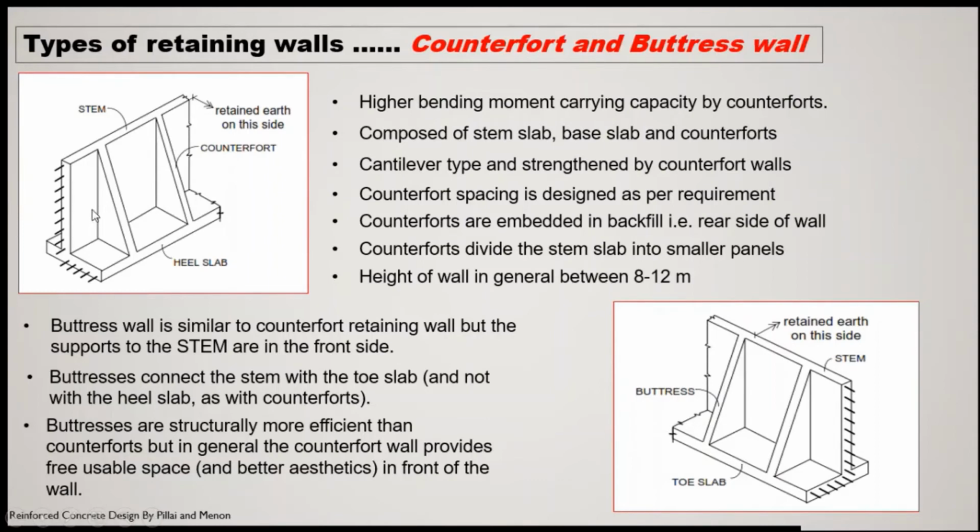Why? Because counterforts are behind the wall, they are not visible. Aesthetically, this wall will look better as compared to this, because this is the front side, and if you construct these types of buttresses on the front side, they have their own disadvantage aesthetically as well. So it is better to provide counterfort walls wherever possible, or if the conditions are not such, then you can provide the buttress wall.